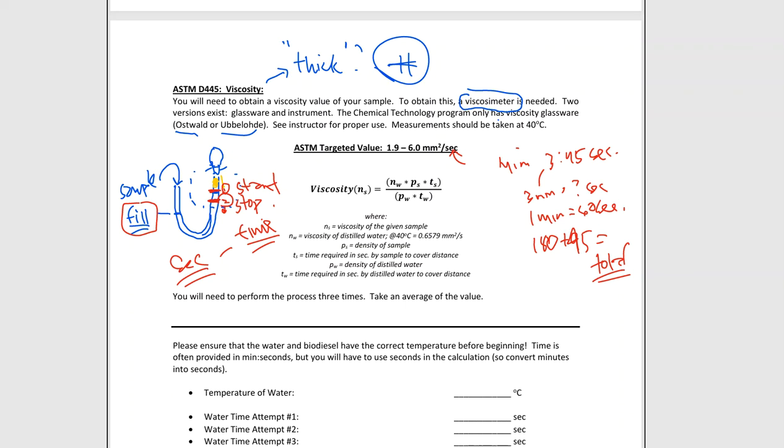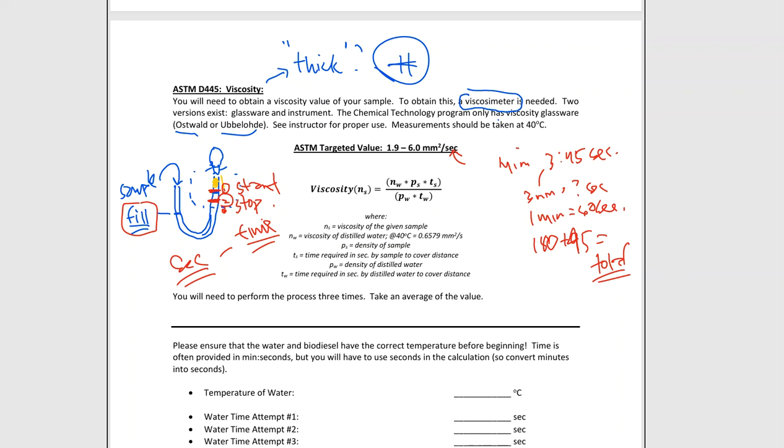All right, so what's going to happen here is that we are measuring the distance that's traveled. Notice the unit says millimeter squared per second, all right? So we're looking at distance and we're looking at time for that distance.